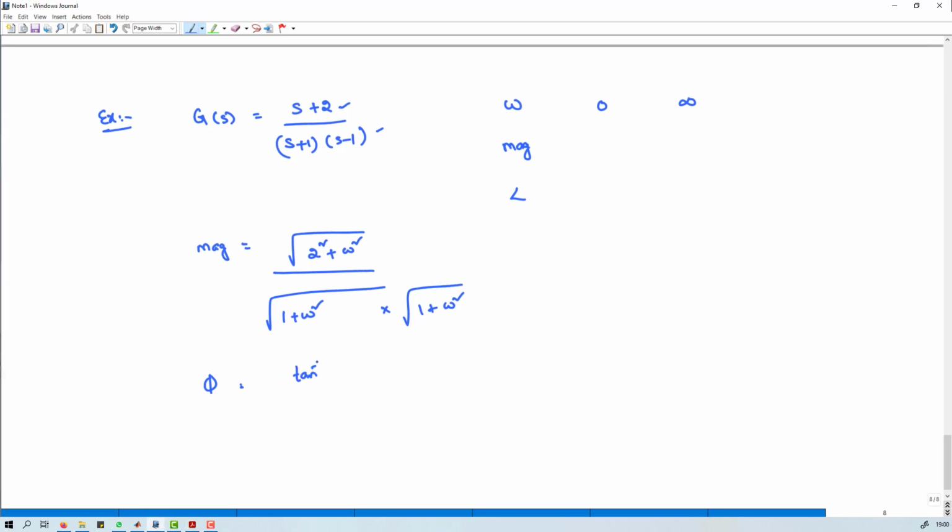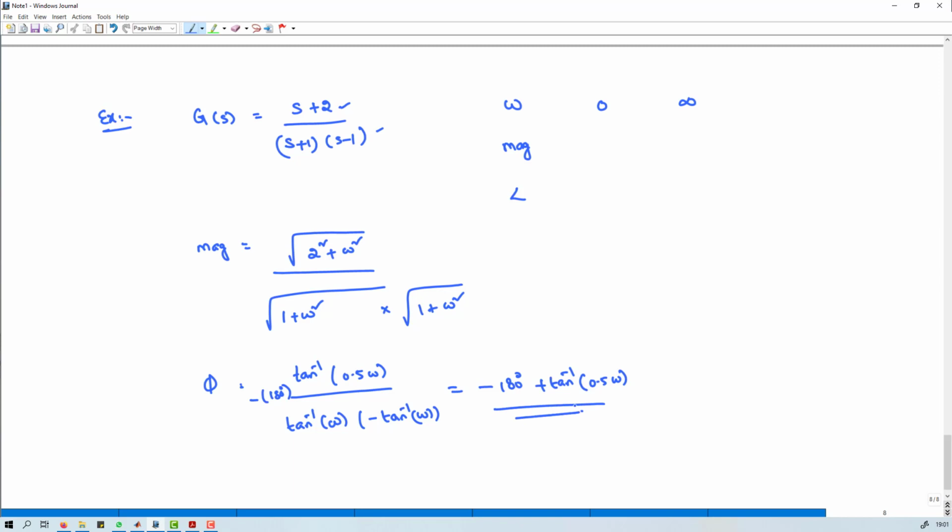In the numerator you have tan inverse of omega by 2, so omega by 2 is 0.5 omega. In the denominator, tan inverse of omega for s plus 1, and for s minus 1 the minus will come, minus tan inverse of omega. When it goes from the denominator to the top, it will become plus tan inverse. So that minus value I can take as minus 180 degrees. Whenever there is a minus symbol, that means in actual direction we are going anti-clockwise, the reverse direction. So we write that as minus 180 plus tan inverse of 0.5 omega.